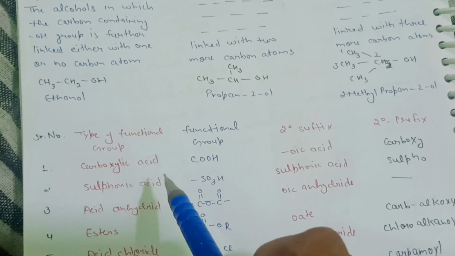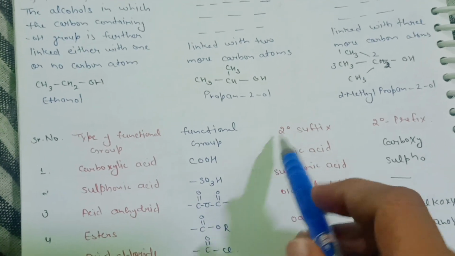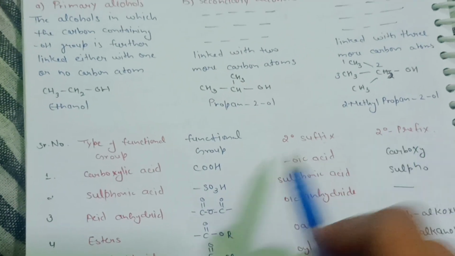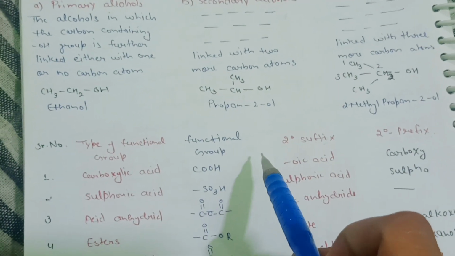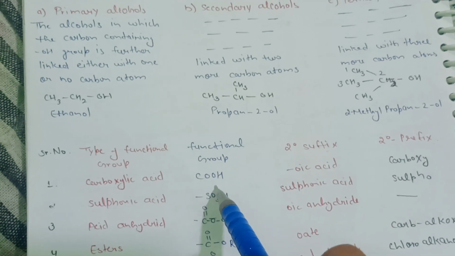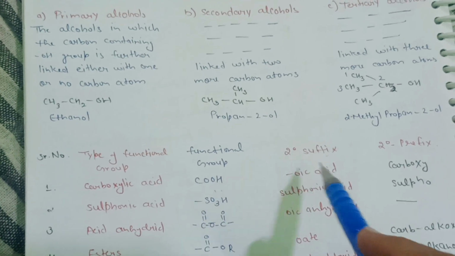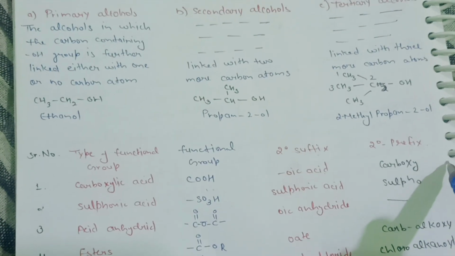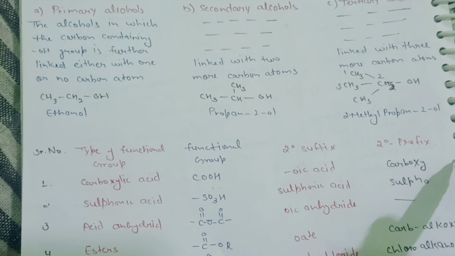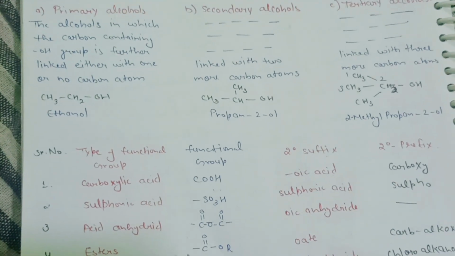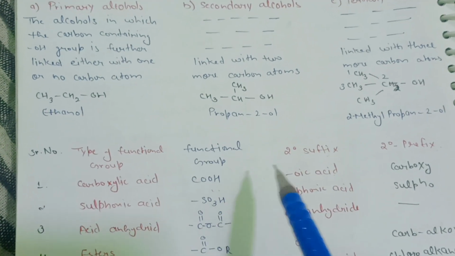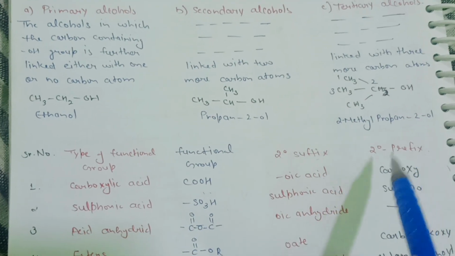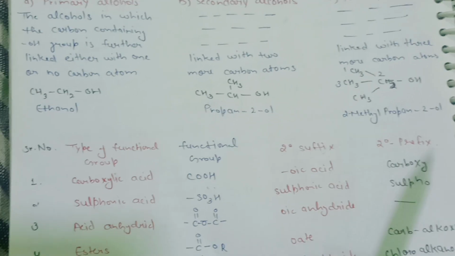Types of functional group: functional group, secondary suffix and secondary prefix. For carboxylic acid, the functional group is C double bond O, OH. Secondary suffix for carboxylic acid, oic acid. Secondary prefix for carboxylic acid, carboxy. For sulfonic acid, SO3H is the functional group. Sulfonic acid, secondary suffix, sulfonic acid, secondary prefix, sulfo.